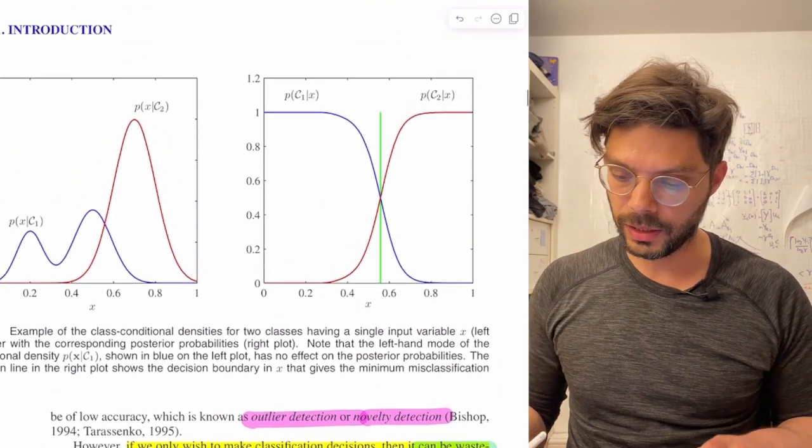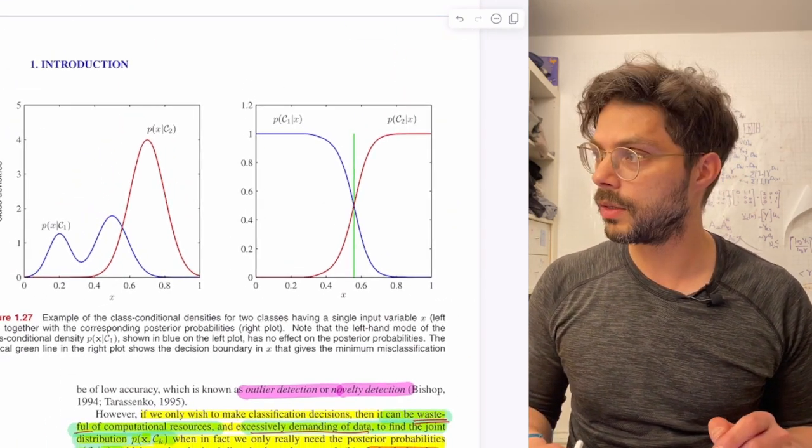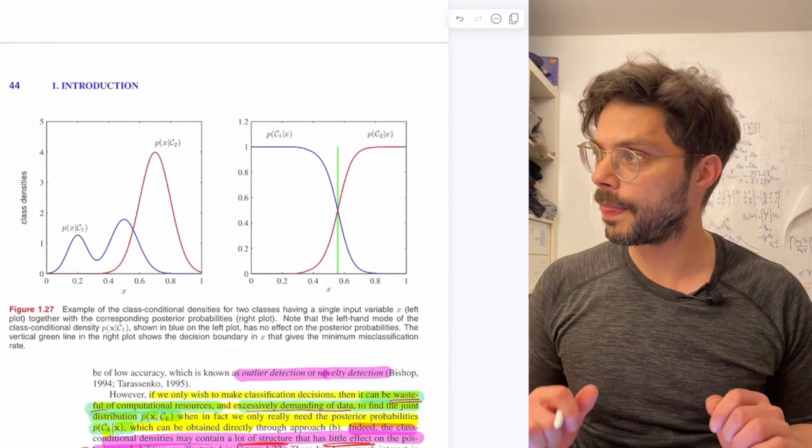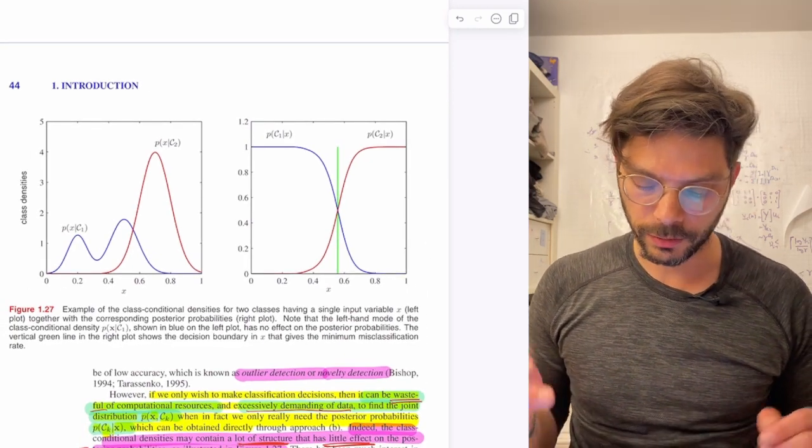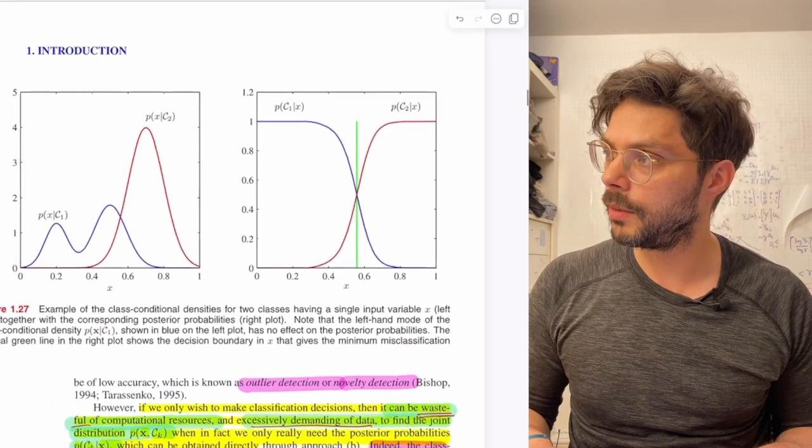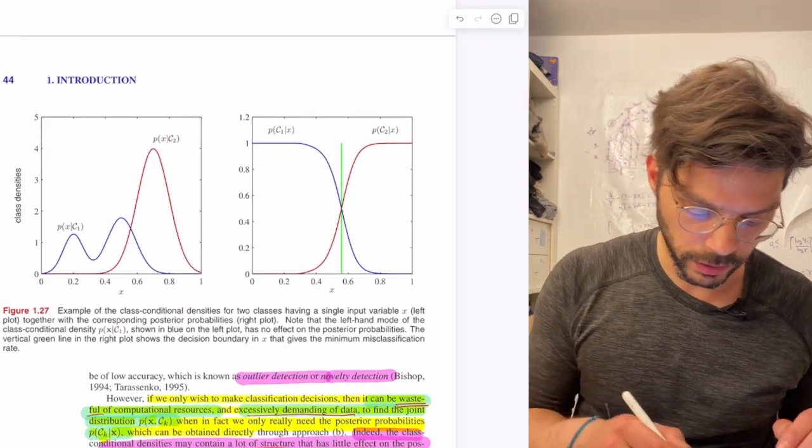So here is the figure. Let me see if I can make things a bit smaller so you can see everything a little bit. Okay, so I'm going to make it a little bit smaller. So let me shrink. Okay, that's fine. Good enough.